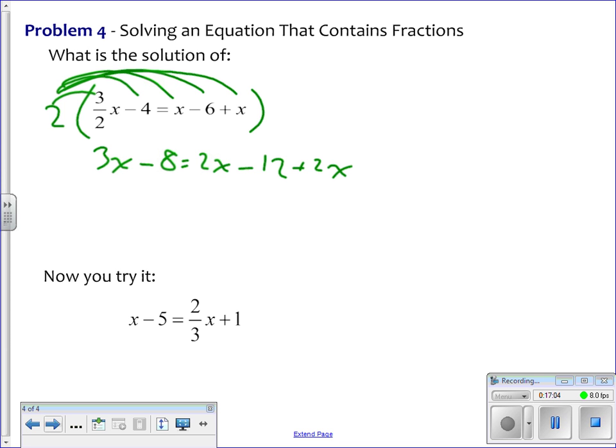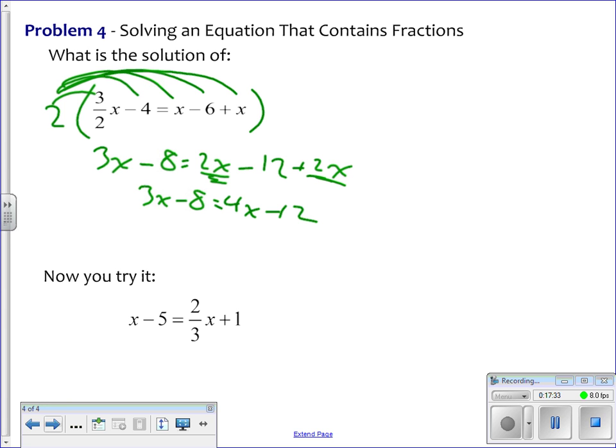I do this at every level. Anytime we have fractions, get rid of them first. Even if they're complex, ugly algebraic fractions. This is what I teach how to do it because they're easier to work with. Now, combine up like terms. 3x and 3x minus 8 equals 2x plus 2x gives me 4x minus 12.